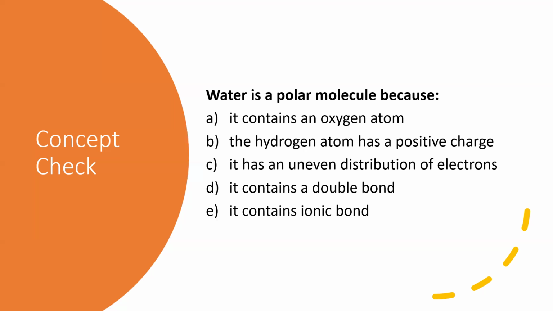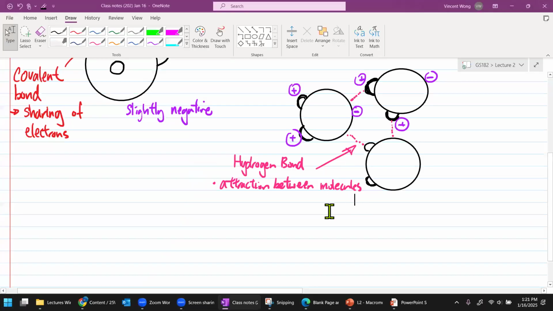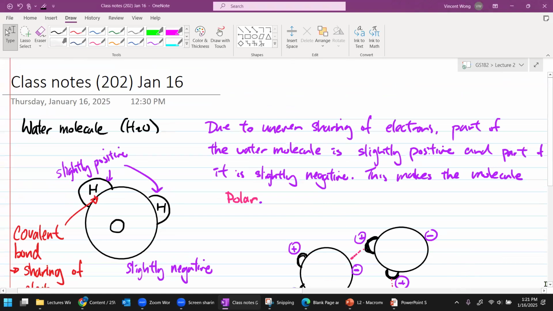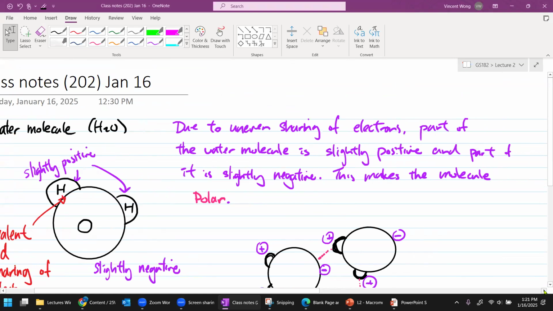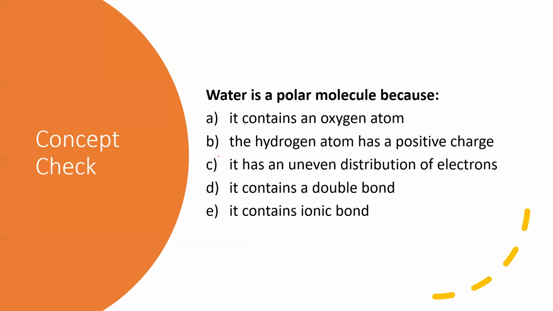All right. A water molecule is polar because, well, we literally wrote it down. So if you did not write this down, write it down next time. Due to uneven sharing of electrons, parts of the water molecule are slightly positive and part of it is slightly negative. This makes the molecule polar. So the answer is C, uneven distribution of electrons. They're not being shared equally, and so the oxygen is slightly negative.